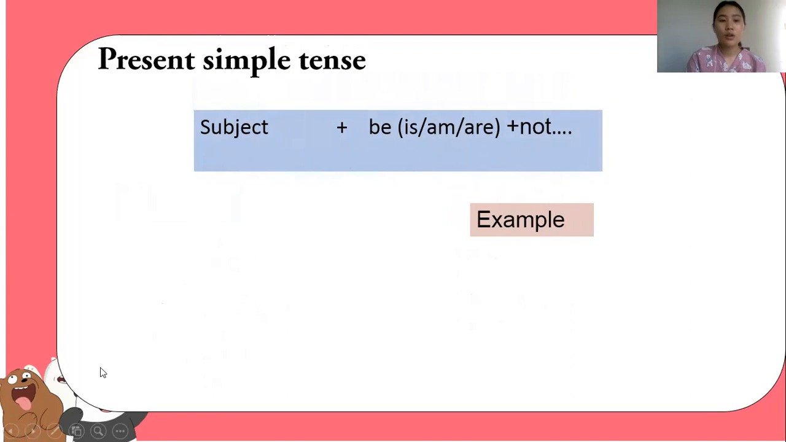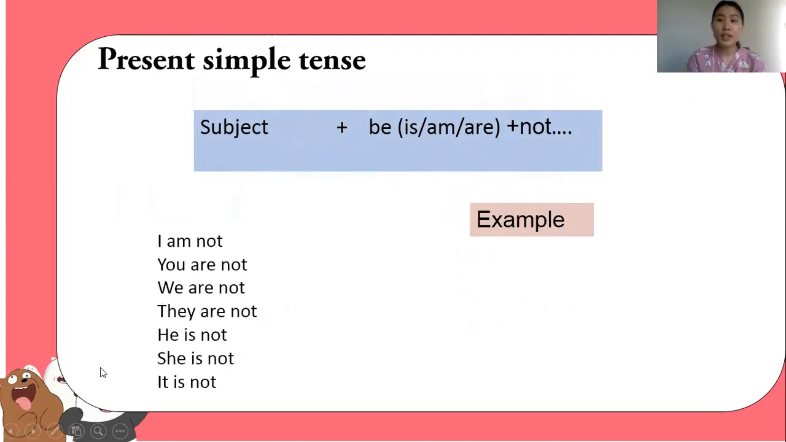To make the negative form of present simple tense with the verb be, you put the word not after the special verb. For example, I am not, you are not, we are not, they are not, he is not, she is not, it is not. It is so easy to put the word not here after the verb, okay?